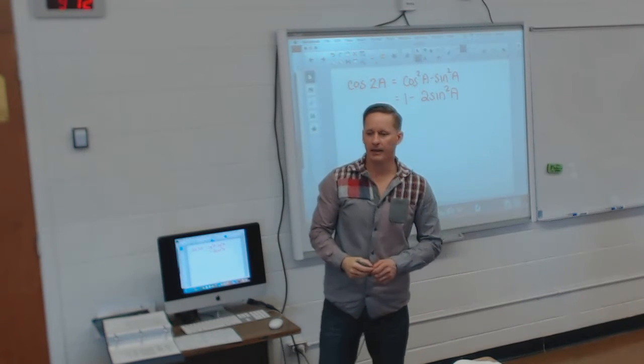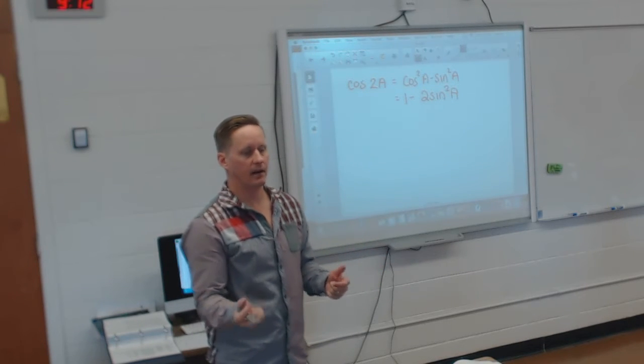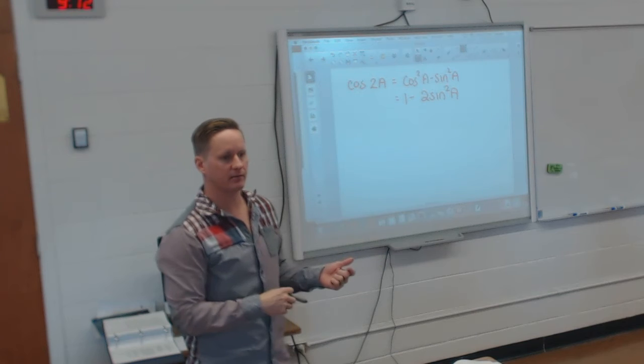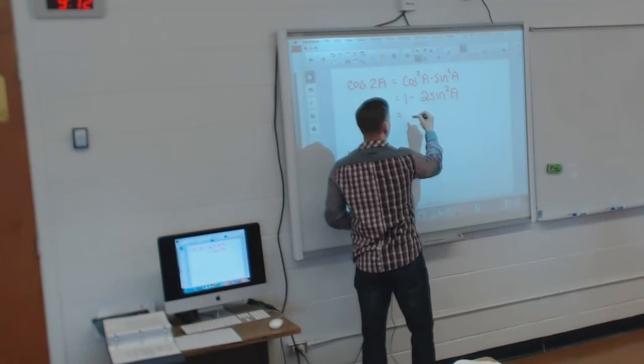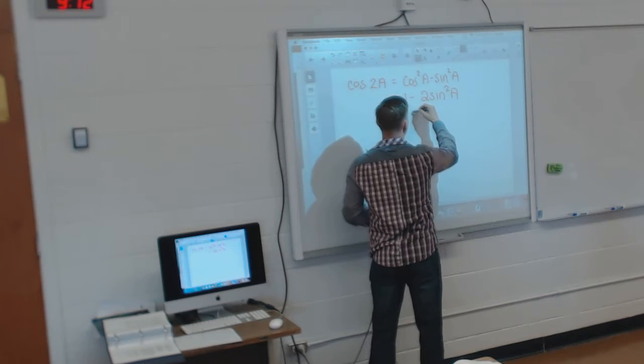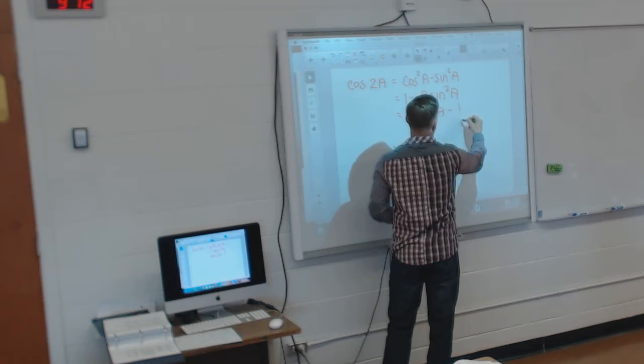And let's say I had just the cos value and I didn't have sine, I would change it, right? I would use 1 minus cos squared for sine squared, which gives me 2 cos squared A subtract 1.